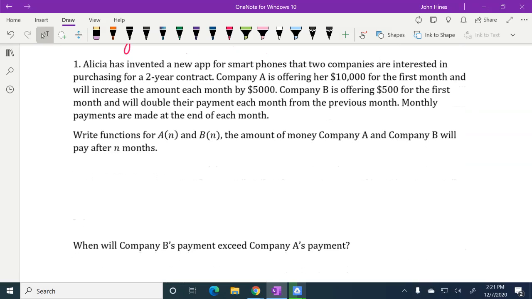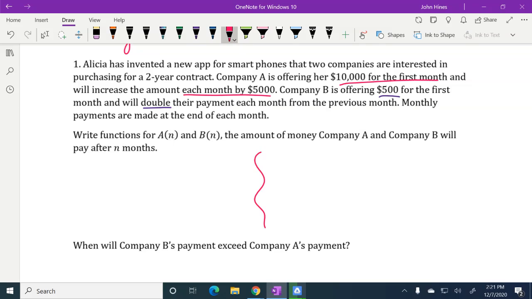Alicia invented a new app for smartphones that 2 companies want to purchase from her. Company A is offering her $10,000 for the first month, and then will increase that by $5,000 a month. She gets $10,000 the first month, and then we keep on adding $5,000. Whereas company B offers her $500 for the first month, and then they're going to double it. So write me functions for A of n and B of n.